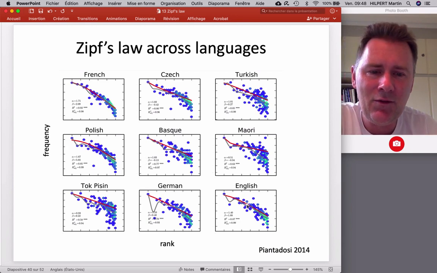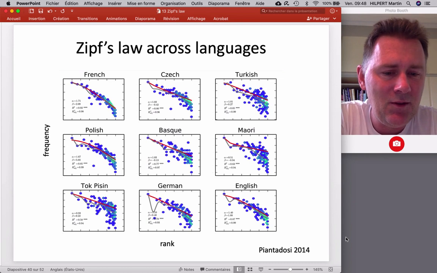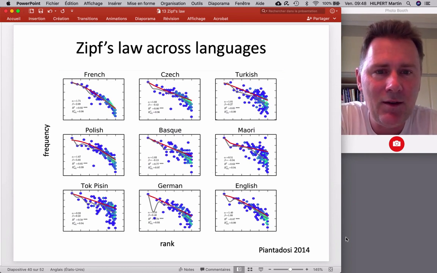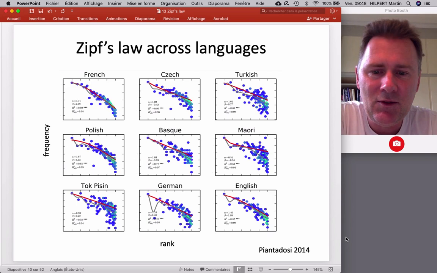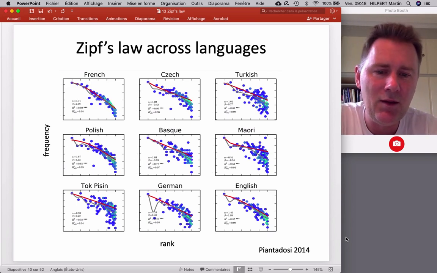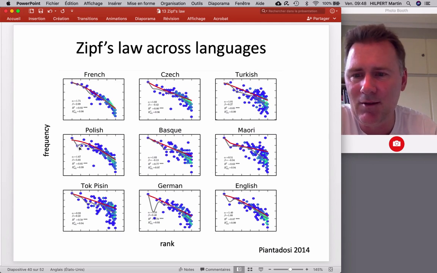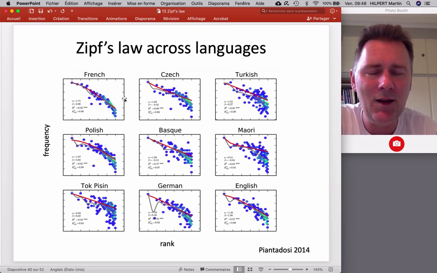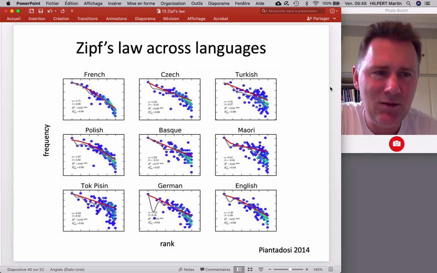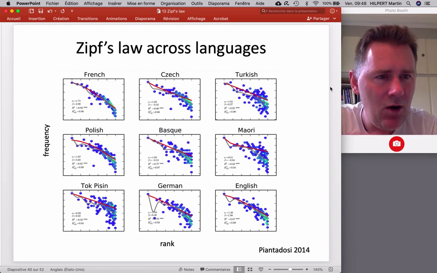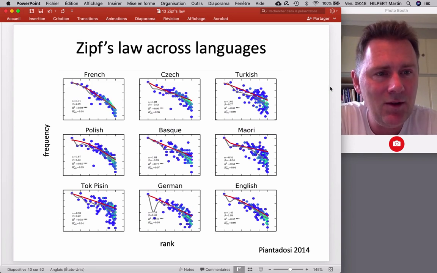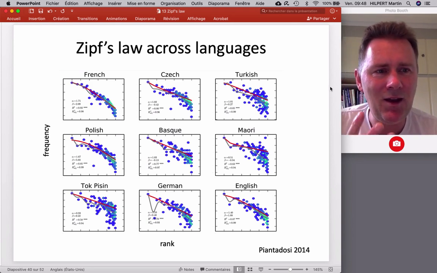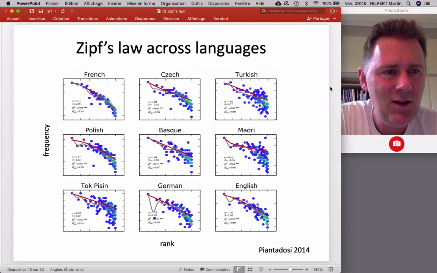Okay, so here's a graph, or part of a graph, from a paper by Steve Piantadosi, where he looked at data from languages as different as French, Czech, Turkish, Polish, Basque, Maori, Tok Pisin, German, English, and a bunch of others. And you see the distribution of rank on the x-axis, frequency on the y-axis, and we get the same kind of distribution, called a power law distribution, yeah? So the same straight line if we log the two axes. And yeah, well, that is an insight, that is a regularity of language that reflects the two factors that I mentioned earlier, human laziness and the adaptation of human language for robust and efficient communication.